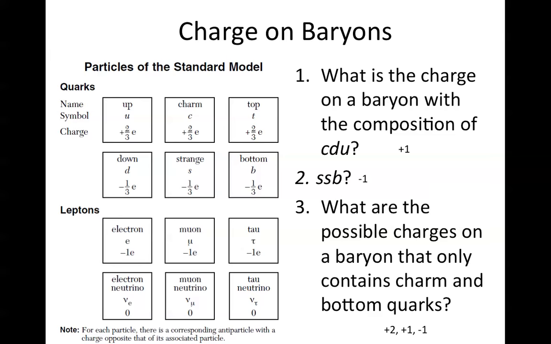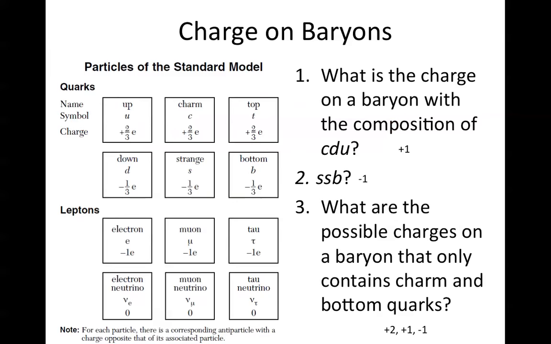It's not important that we remember all the different possible charges. The important recognition here is that we only have whole numbers. Even though the different particles have fractions, when we put them together to form a baryon, we only get whole number charges.